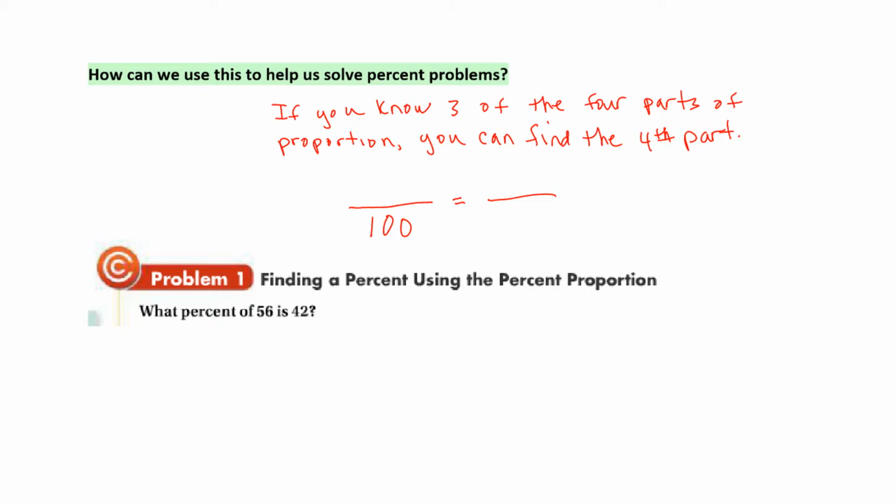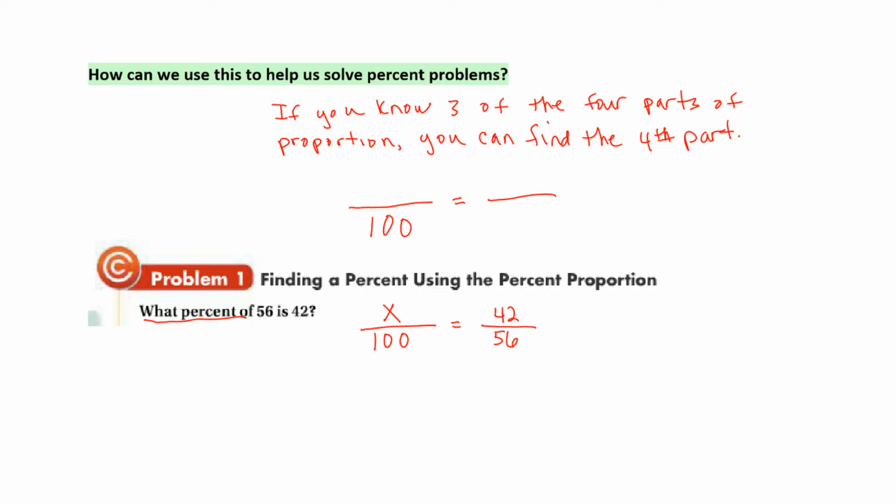So if I look at problem 1 here, finding a percent using the percent proportion, it says what percent of 56 is 42? They're asking me what percent. So if I go ahead and write out the parts of my percent proportion, I don't know the percentage here. So that's what I'm looking for. What percent? That's my x. Of 56, 56 is my of, is 42. So now I have my proportion set up. So now I can just do my cross products and solve.